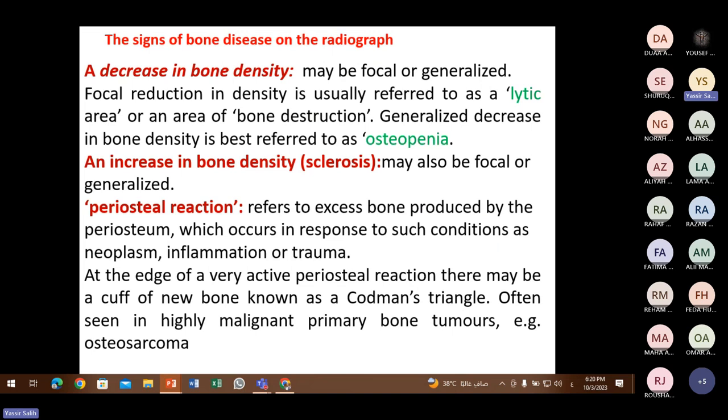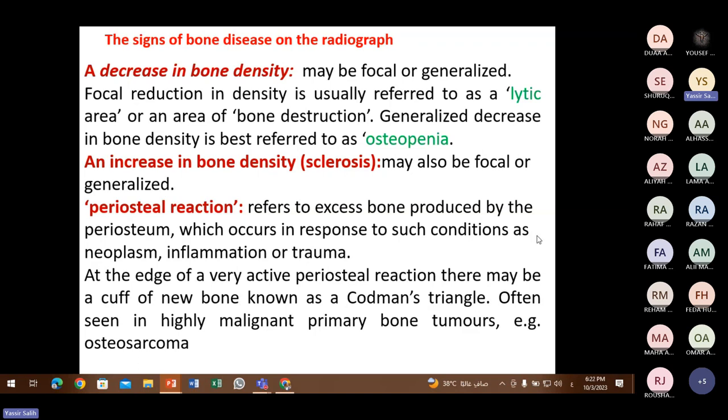But when there is a decrease in bone density, the bone may be less dense. This reduction in bone density may be focal, not generalized. In a certain area, there is a focal reduction in bone density. The term for this condition is lytic area. So lytic area is the term used for description of focal reduction in density, not generalized, due to bone destruction. In contrast, if there is a generalized reduction in bone density involving most of the bone, this is called osteopenia. Lytic area is the focal reduction in bone density.